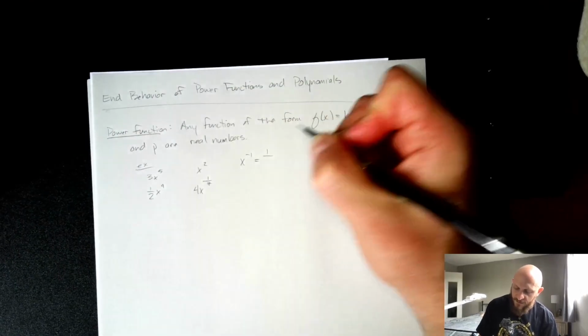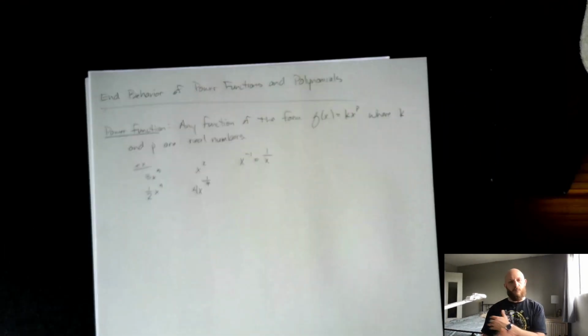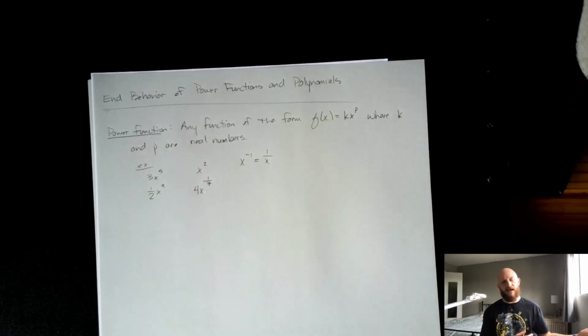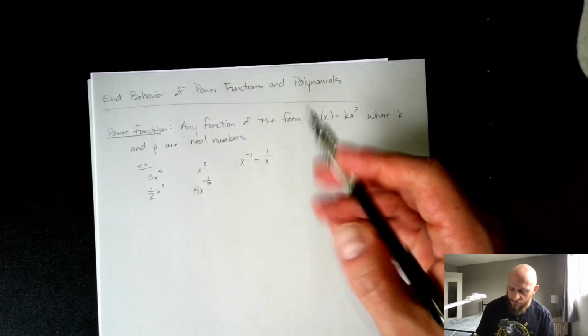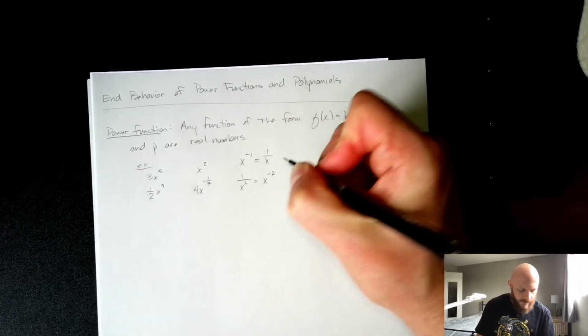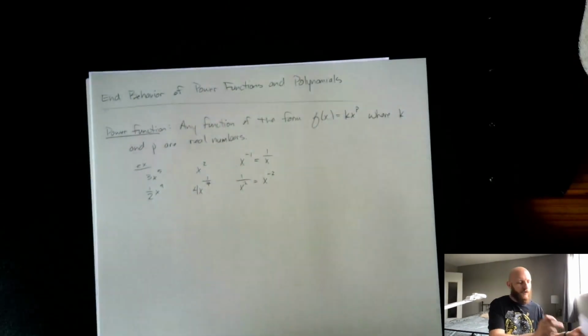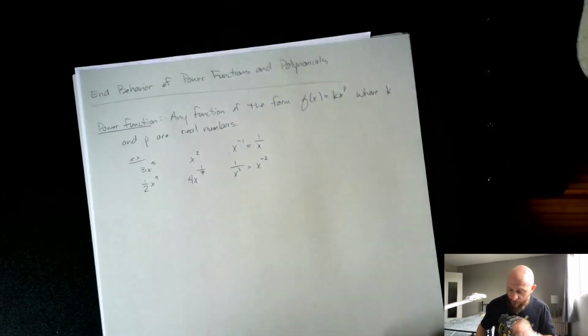x to the negative 1? Yes, because, well, I guess this is the same as 1/x, but 1/x is equal to x to the negative 1, which is good to go. 1 is a real number, negative 1 is a real number. Same with 1/x squared. This is the same as x to the negative 2. Also a real number. Okay, so there are power functions.